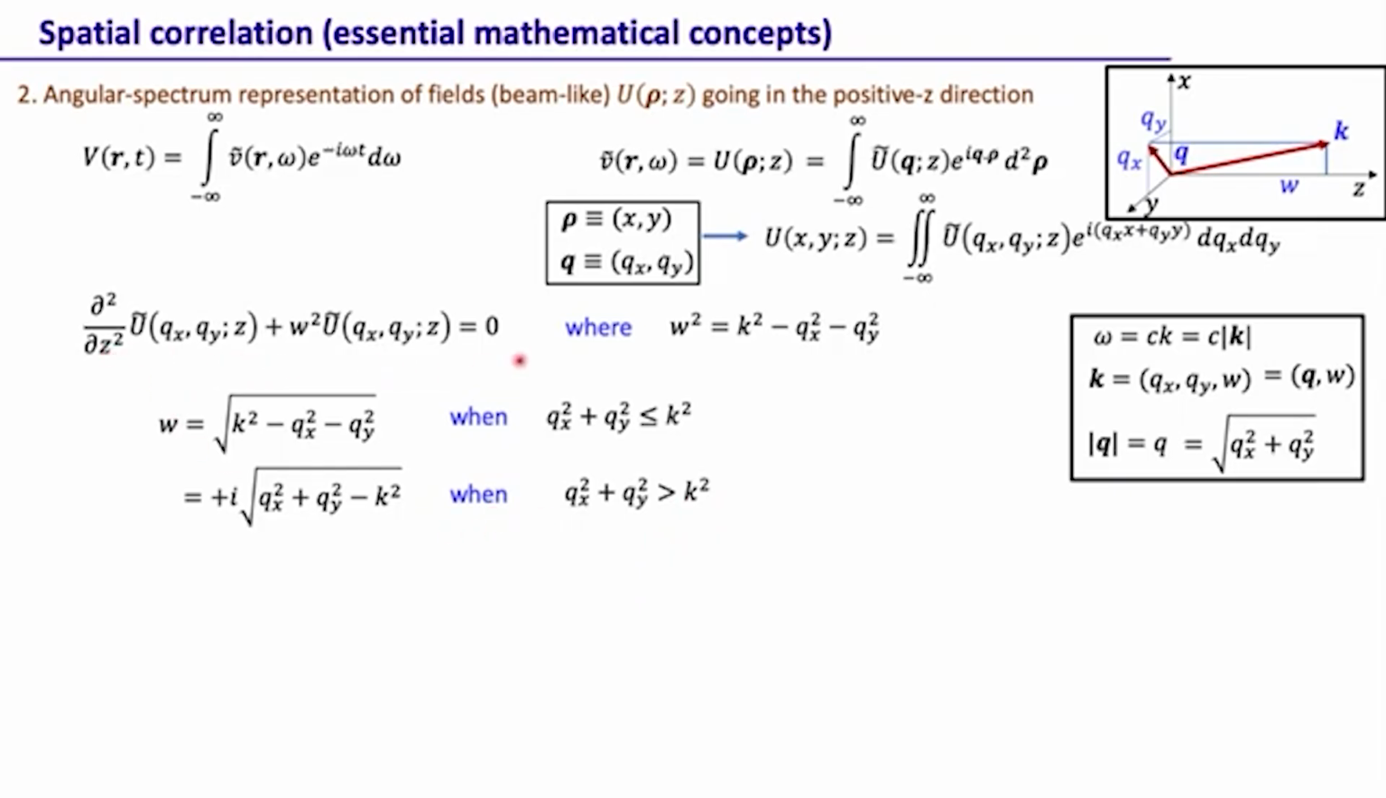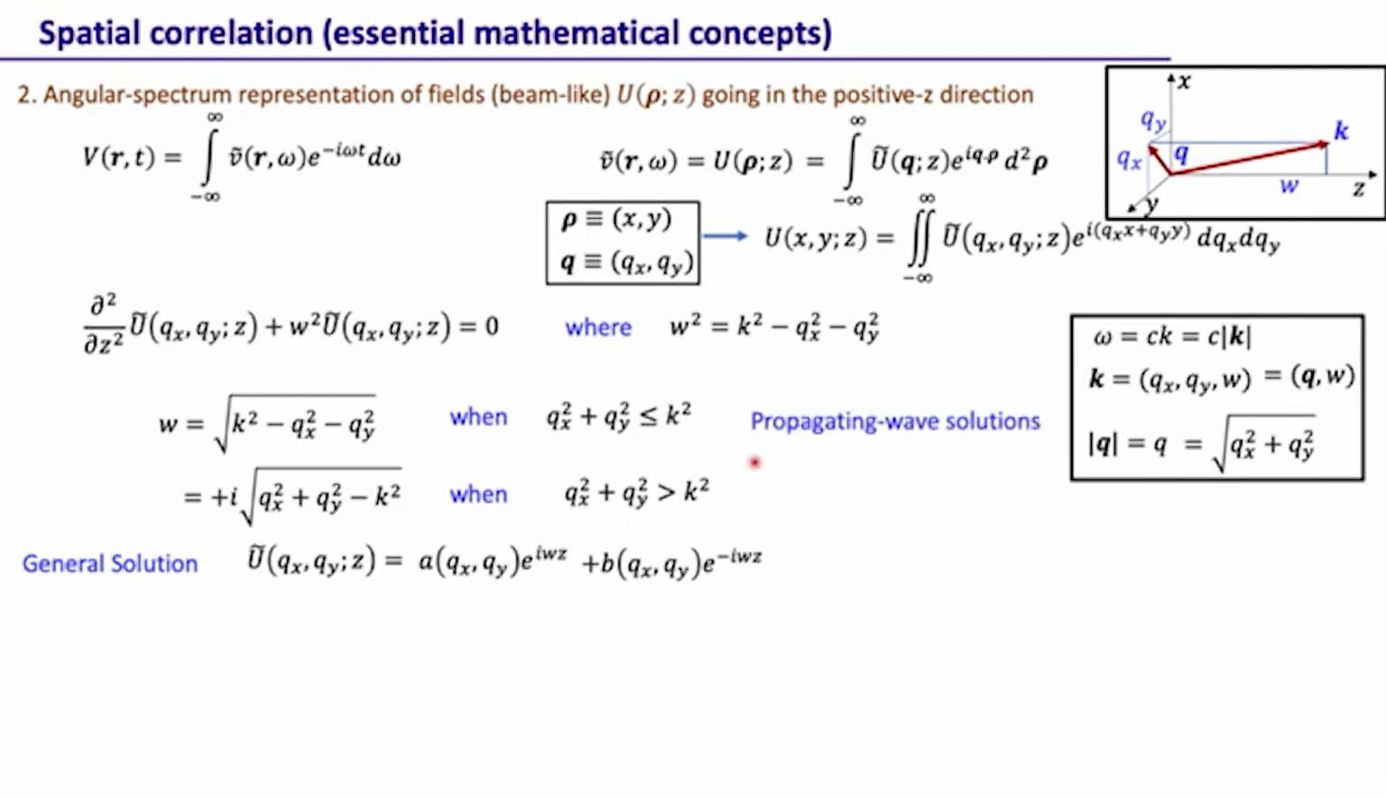Now what is the generic solution to this differential equation? The generic solution we know is of this form, that it is just some quantity A(qx, qy) e to the i w z plus B(qx, qy) e to the minus i w z. Now let me point out that in this solution w is a positive quantity, and if it is a positive quantity, this is a propagating wave solution. So w being positive, when the general solution is this, means that this is a propagating wave solution.